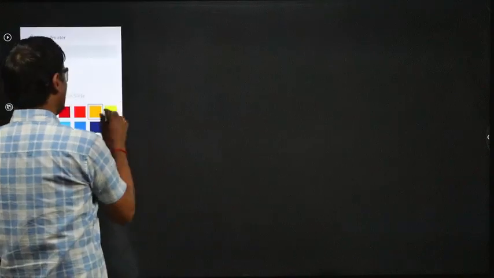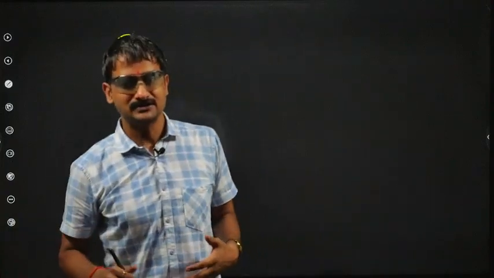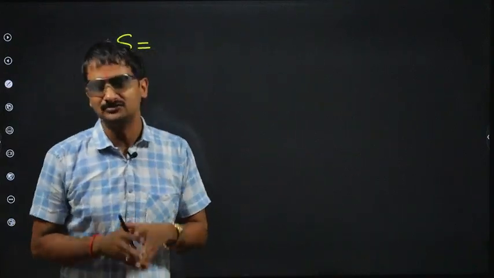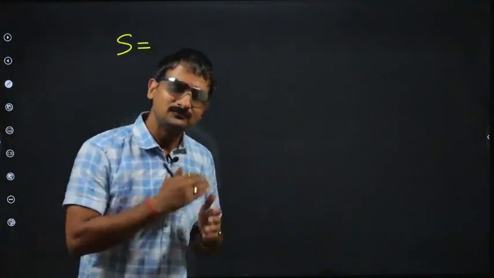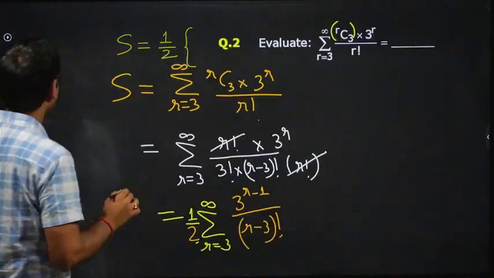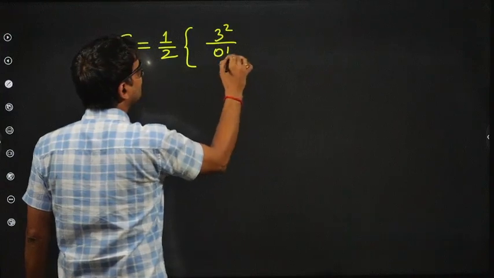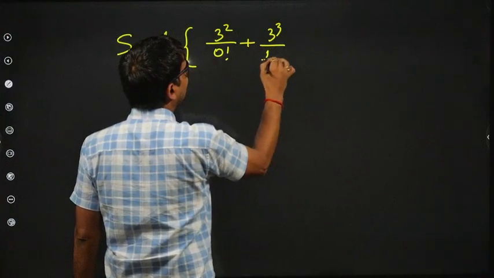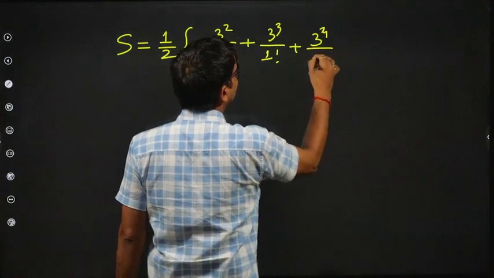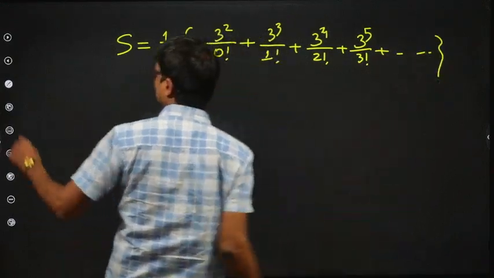Now just open the series, bachon. That's what I always suggest. If we don't have the direct formula for any summation, then to observe the series, I always suggest once open the series. So let us open it. Just by substituting the values of R here, we start with R equal to 3. So it's 3 square by 0 factorial, 3 cube by 1 factorial, 3 raised to power 4 by 2 factorial, 3 raised to power 5 by 3 factorial. I don't think we need more terms until infinity.